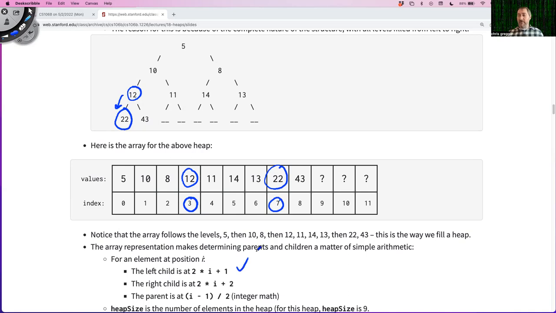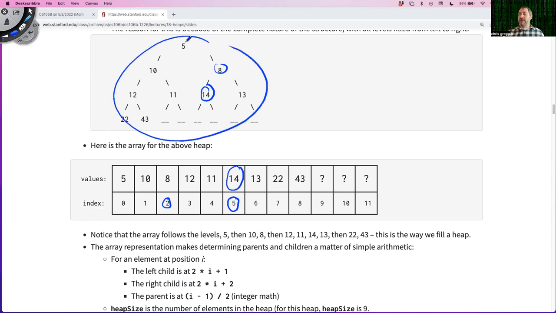And you could check it for any of them. Let's say we check 8. 8 is at index 2. 2 times 2 is 4, plus 1 is 5. If we go to 5, we should find the left child of 8, which is hopefully 14. Oh, good. Look up there. It's 14. So that's how we're translating this idea of going from the tree-like heap to an array. We just apply these little formulas and we figure it out.